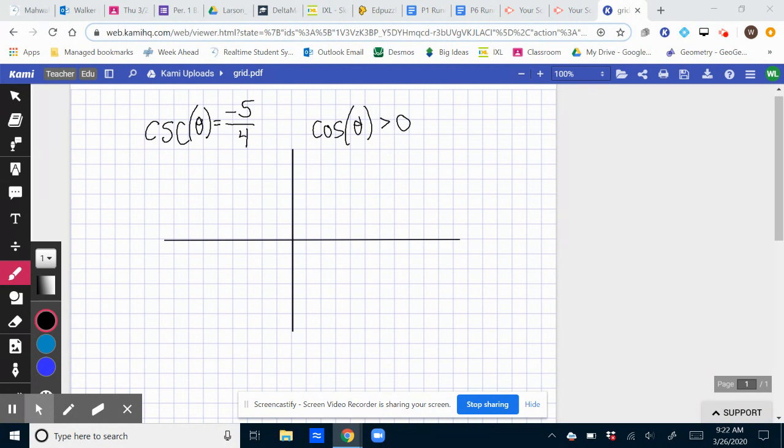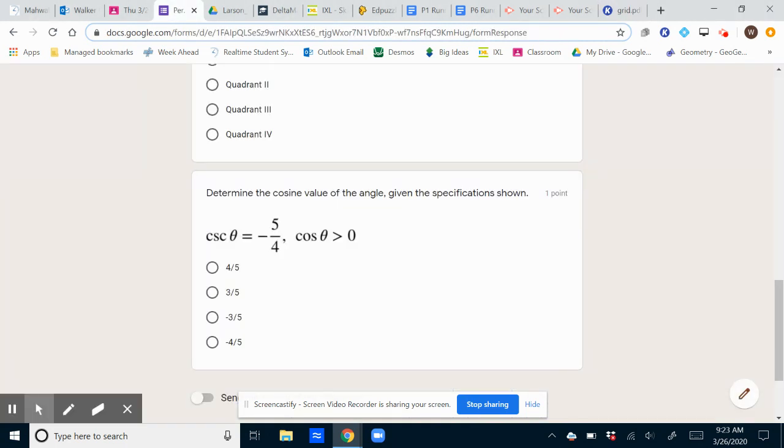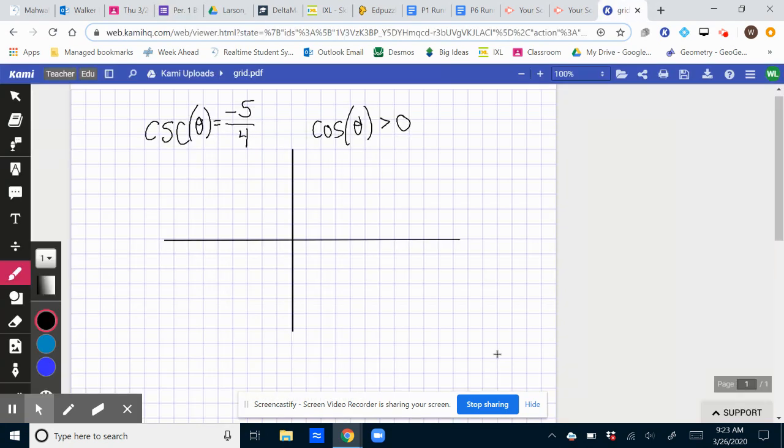The only information you're given is that the cosecant of theta is equal to -5/4, and that cosine of theta is greater than 0, which really means positive. Cosine's positive. So that's all we got here from this last question. Cosecant is -5/4, cosine theta is positive, and the question is determine the cosine of the angle. So the question is find cos of theta.